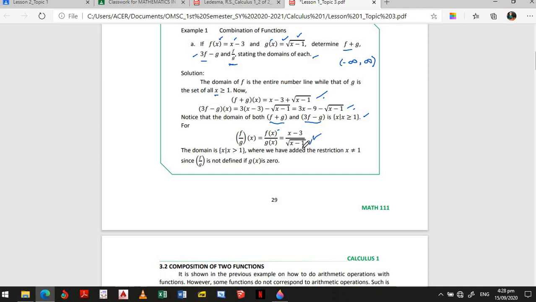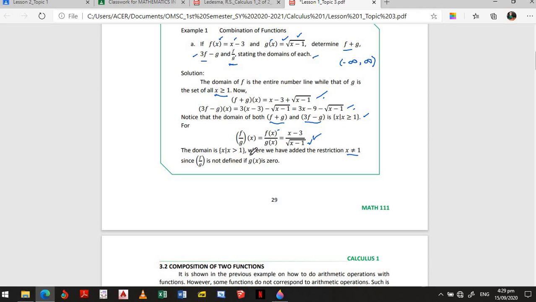Okay? Square root of x minus 1 can be defined at x greater than or equal to 1. But we have restricted our x here, which is not equal to 1. Why so? Because if x is equal to 1, the denominator would become 0. So we have to avoid the denominator being equal to 0 in order for our function to be defined. So instead of our domain being x greater than or equal to 1, we have now restricted x to not equal to 1.